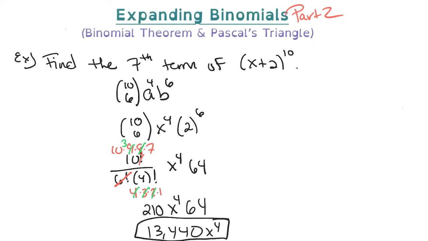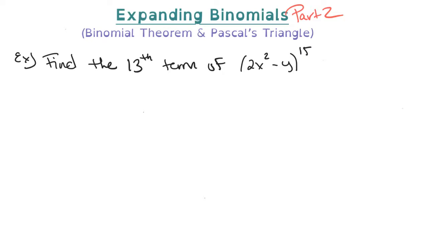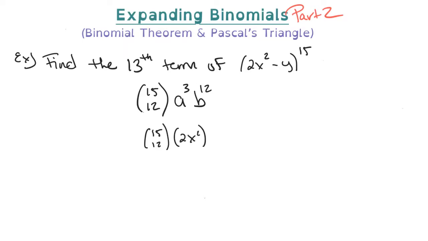All right, one more. Okay, let's find the 13th term of (2x squared minus y) to the 15th power. Again, a little bit too big of an n for a Pascal's triangle, so we're going to have n is 15. Since it's the 13th term, choose 12. Okay, I would like to have b be 12. They have to add up to 15, so a must be 3. So this will be 15 choose 12. A is 2x squared in this problem, and b is negative y.